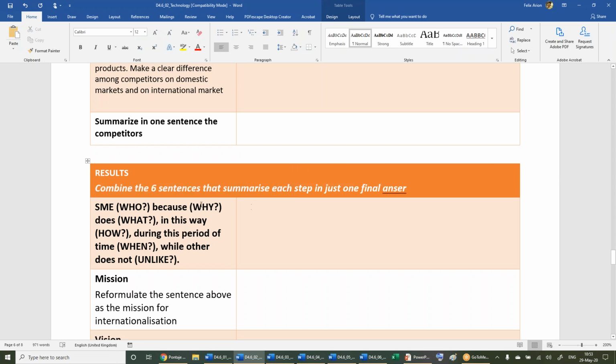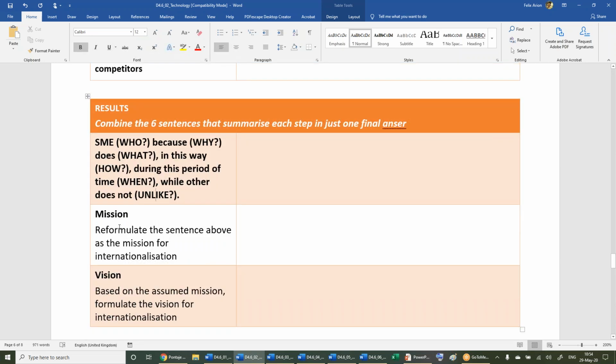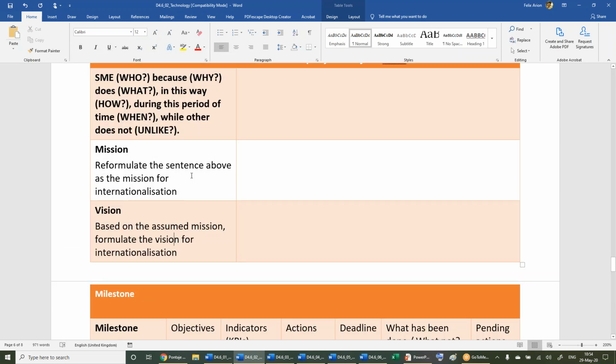Well, those 6 different sentences, which mean who, why, what, how, when, and where, you should try to make it in just one single idea, one single sentence, trying to eliminate the words that seem not to be very keen to your companies and your products, and try to keep only the information which is the best.